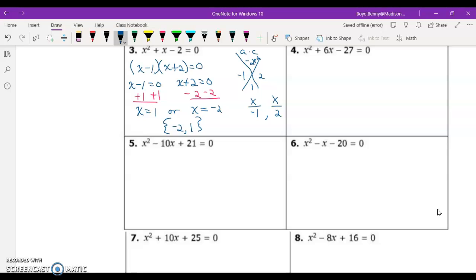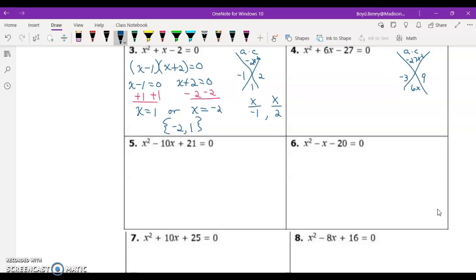Okay, let's take a look at number 4. Again, let's draw our x here. So a times c is -27 x squared. My b is 6x. When I explore the factors of -27, which looks like a problem we did last week, we would find that -3 times 9 is going to give me -27, and -3 plus 9 is going to give me 6x.